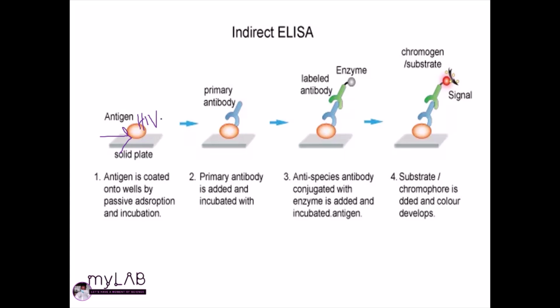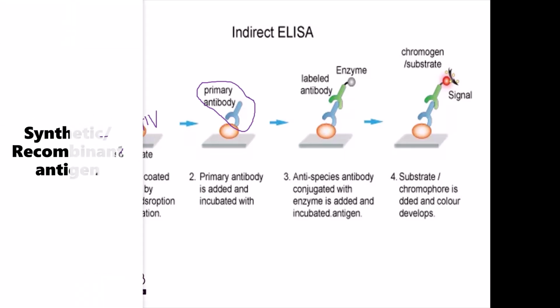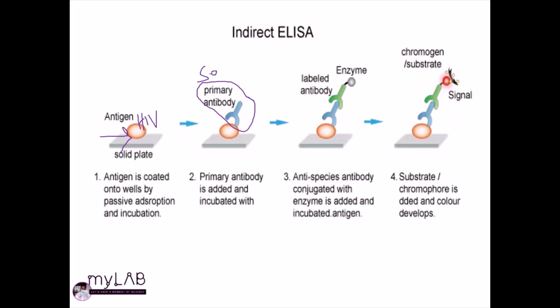So the HIV viral antigen is coated on our wells by passive adsorption and incubation, and then now we add a primary antibody. So in this case, this HIV antigen is pre-coated or synthetically made, so that now in here we are going to add our serum, and in this situation our serum is the one that we are proposing to be having what? Antibodies against the HIV antigen.